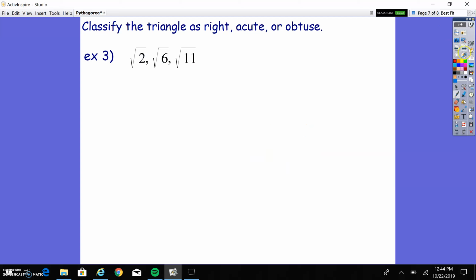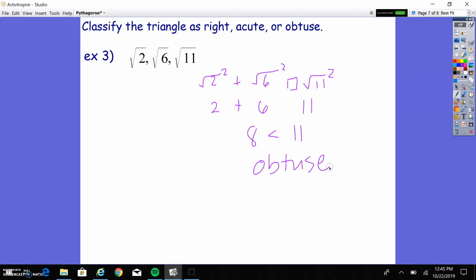So we're going to try it again, but this time we have radicals as our side lengths, so we're going to do the same thing. So I have the square root of 2 squared plus the square root of 6 squared and the square root of 11, but I don't know if it's greater than, less than, or equal to. Now when you square a square root, they undo each other. So the square root of 2 squared is going to be 2. The square root of 6 squared is going to be 6, and the square root of 11 squared is going to be 11. 6 and 2 makes 8, which is less than 11, so in this case we have an obtuse triangle.